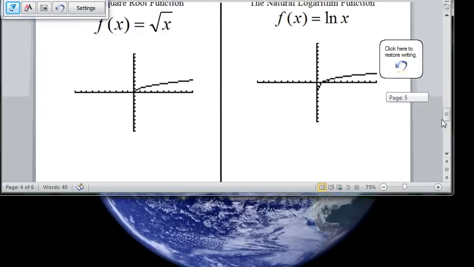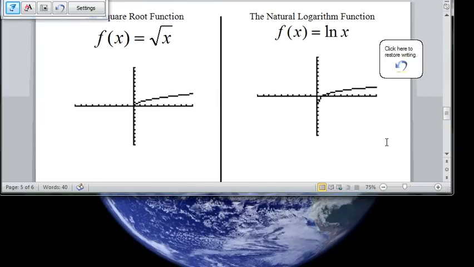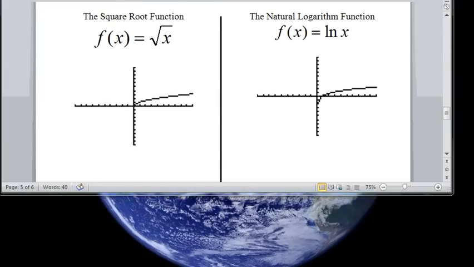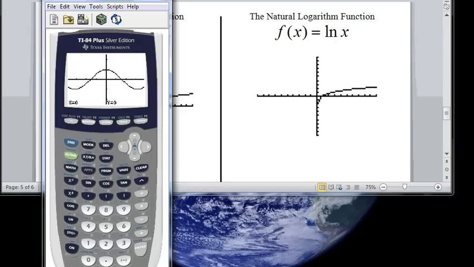So here's the next two. The square root function and the natural log. You know the square root one: 1 goes with 1, 4 goes with 2, and 9 goes with 3. Now, natural log, ln, is one you probably have never graphed before, so I want you to actually see that one in action. Go to your graphing calculator.